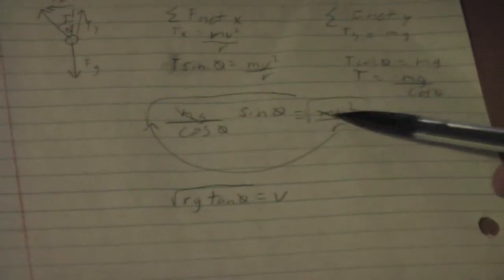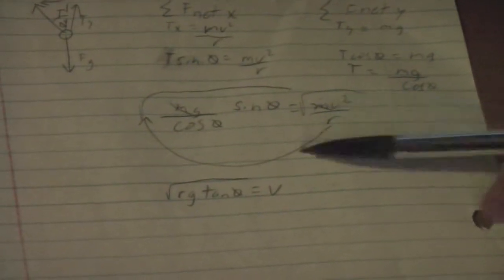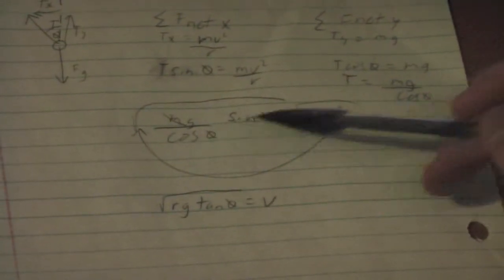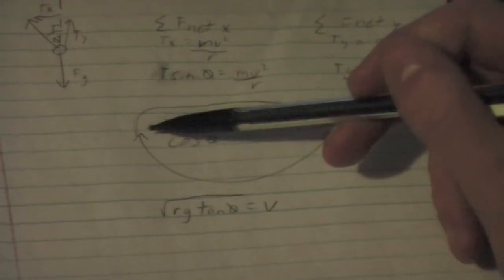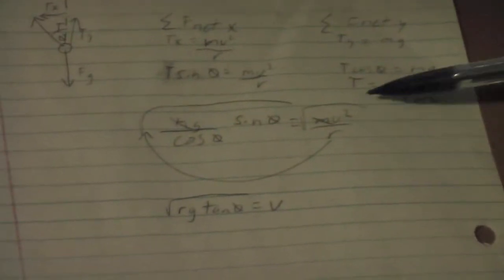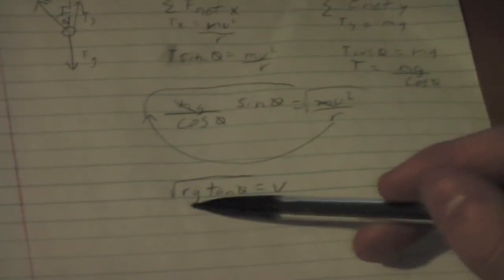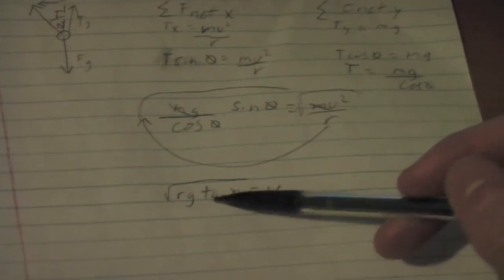From this equation, you could say that the masses cancel out. You could also see that sine over cosine is tangent. So from there you'd bring r over to the other side and take the square root of both sides since v is squared, and you're left with the square root of r times g times the tangent of the angle is equal to v.